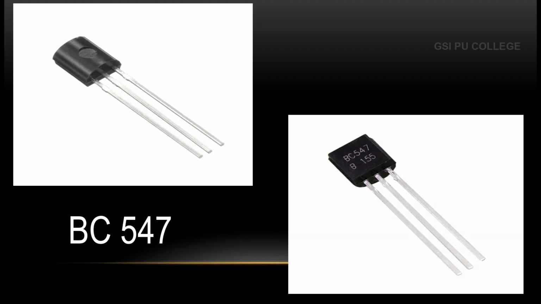So the next type of transistor is called the BC547. In this BC547, on one side we'll have a flat like structure, on the other side we'll have a bulged like structure. So in this transistor again we'll have three terminals. One is the emitter, base and the collector.